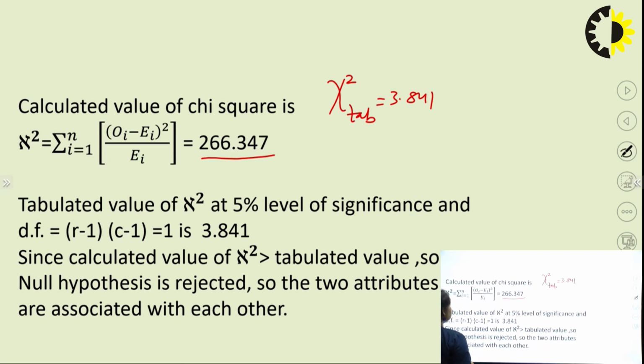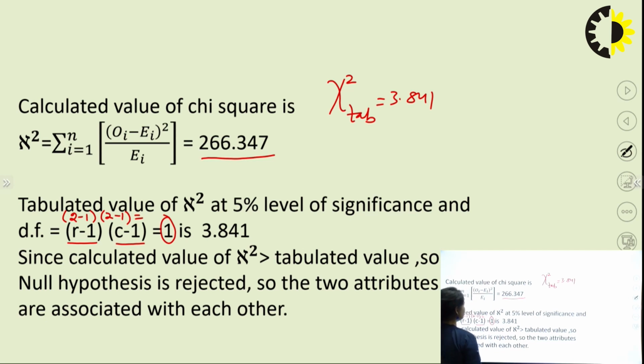Now for this we need to find the degree of freedom also. To find degree of freedom, the formula is row minus 1 into column minus 1. There were 2 rows and 2 columns, so this is 2 minus 1 into 2 minus 1, which is equal to 1. So degree of freedom is 1.